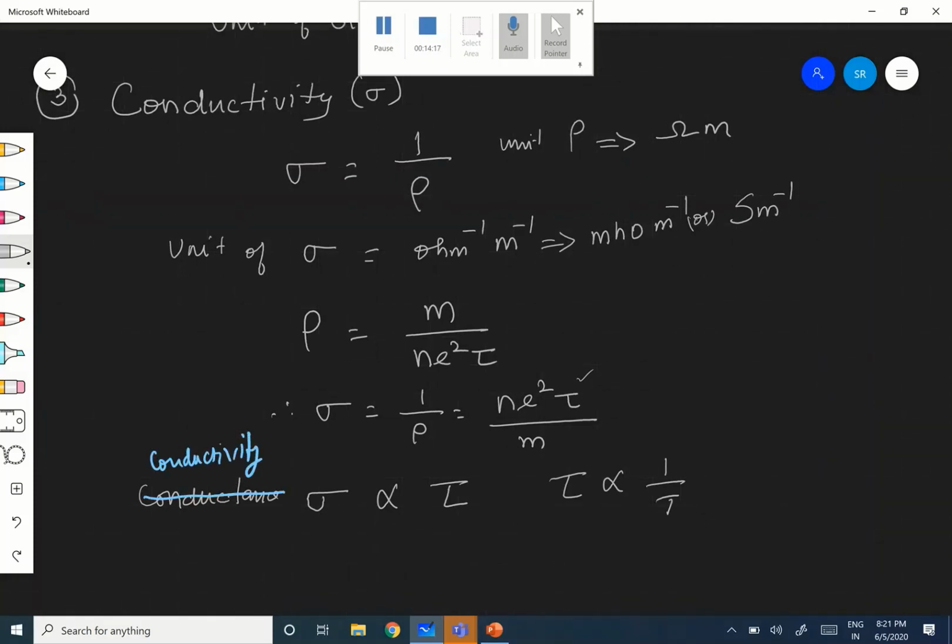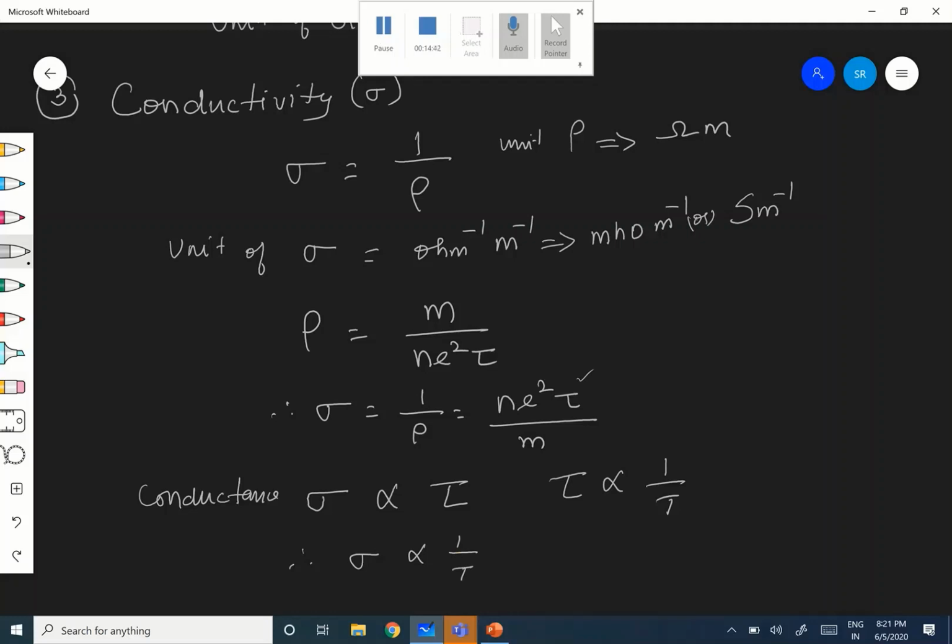I think we have seen everything in our previous class. If you have any doubt, go through that once again. Therefore, tau is inversely proportional to temperature. The more the temperature, the more the collisions. The more the collisions, the time interval between two successive collisions will decrease. It will be less. Therefore, you can say sigma is inversely proportional to temperature.